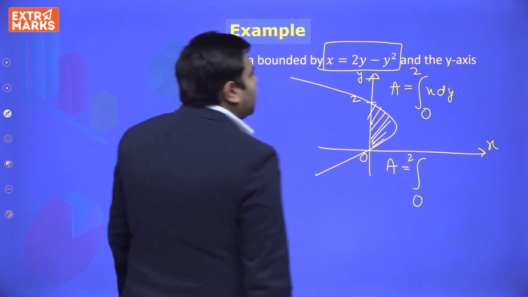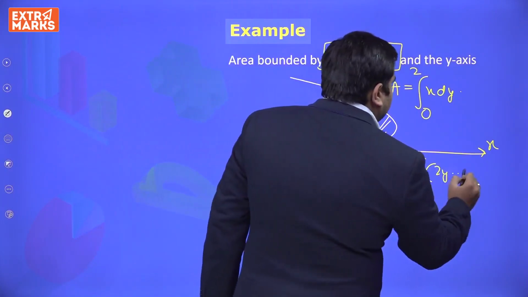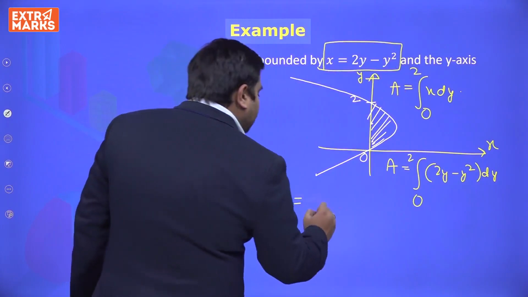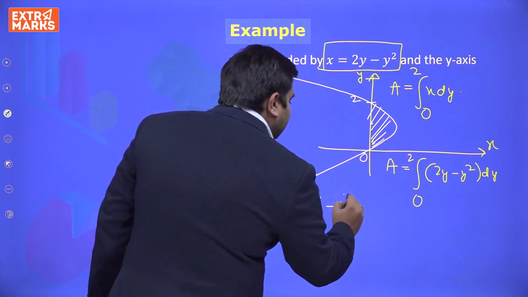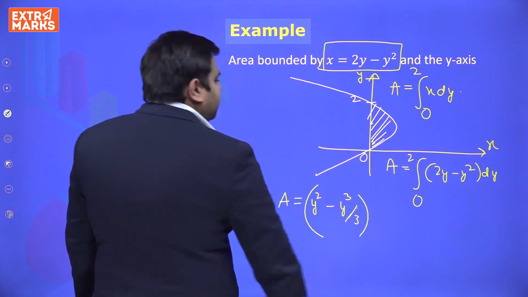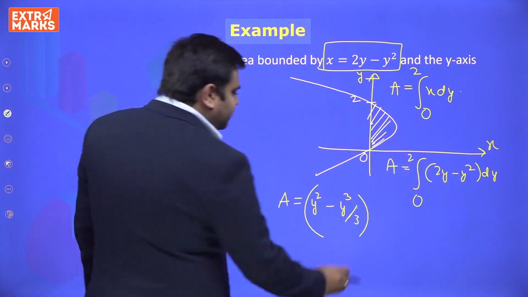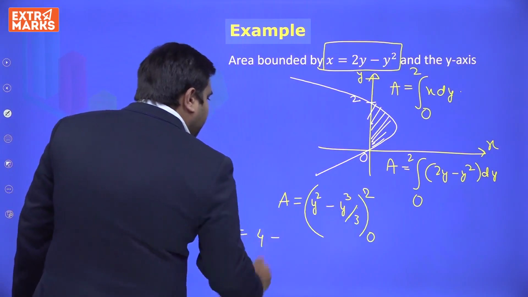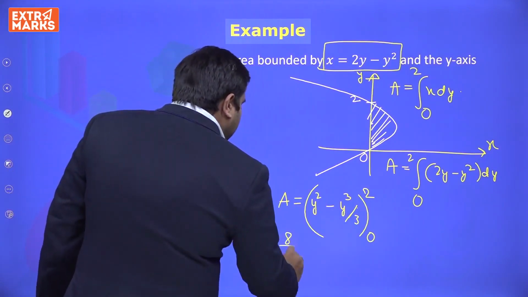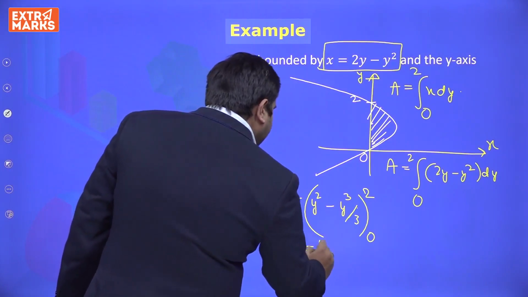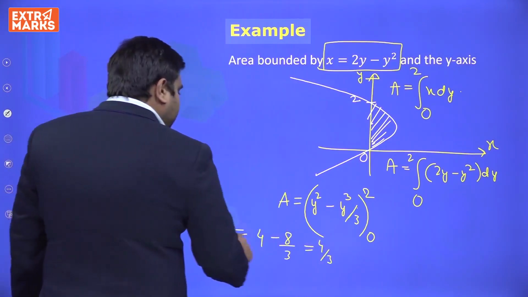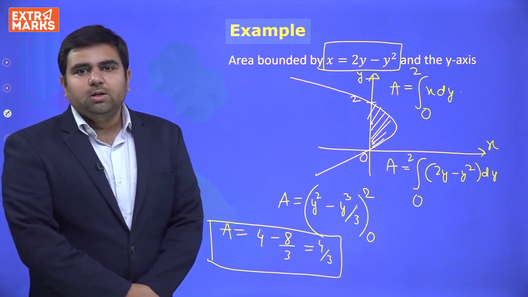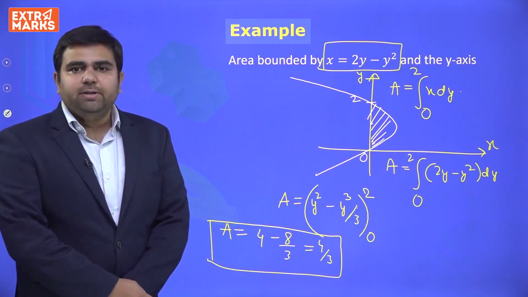From 0 to 2, now x is 2y minus y square, so 2y minus y square dy. So area would come out to be y square minus y cube by 3, right? So this comes out to be 4 minus 8 by 3, so this again comes out to be 4 by 3. So 4 by 3 is the final answer for the area calculated, right?